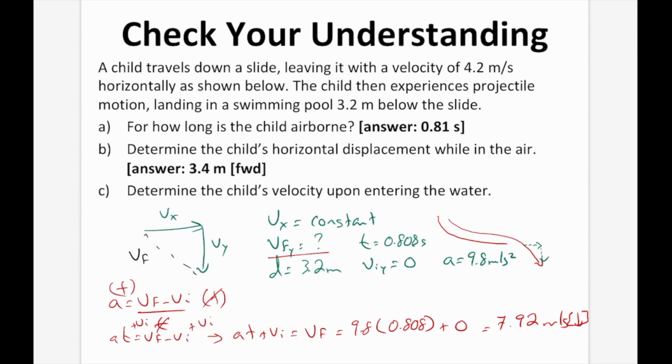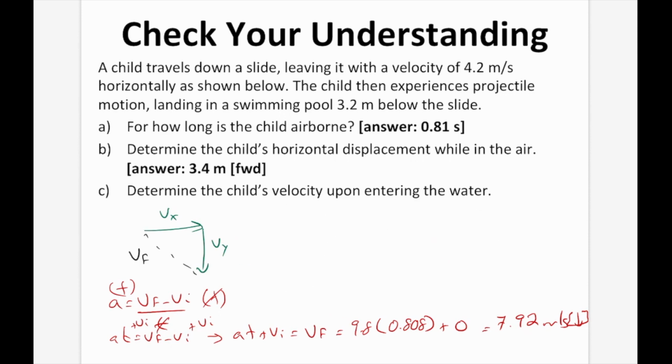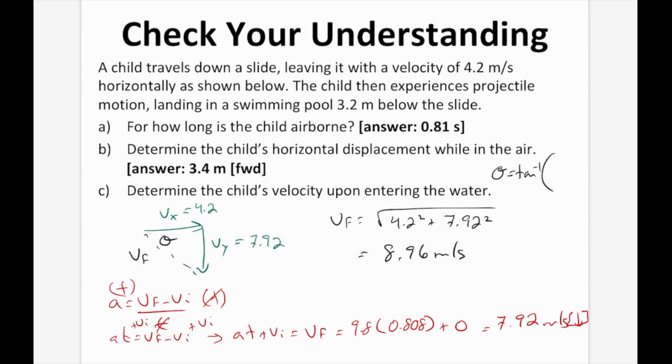So now we need to make a little bit of room. So our Vx, we already know, is 4.2. Our Vy, we just established, was 7.92. So our Vf is the square root of 4.2 squared plus 7.92 squared. And that equals 8.96 meters per second. And we need to know theta. Theta is going to equal tan minus 1, 7.92 divided by 4.2. And that equals 62 degrees. So our final answer to two sig digs is going to be 9.0 meters per second. And we'll say in this direction, right, 62 degrees down.